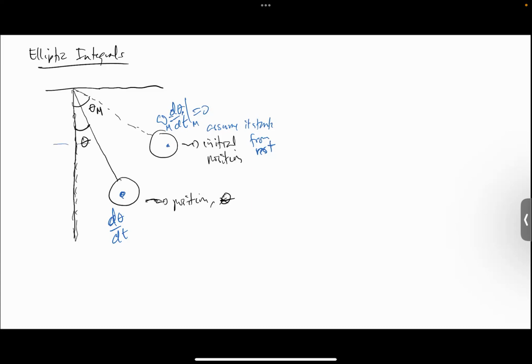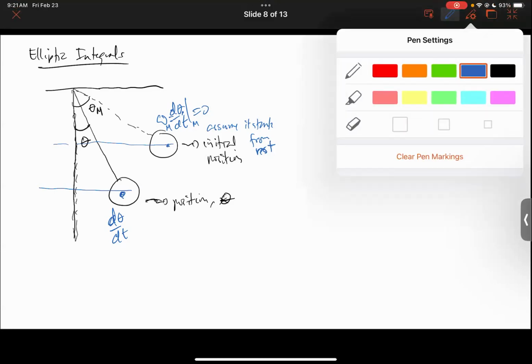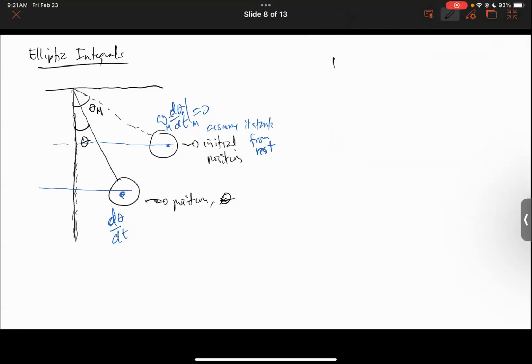Okay, so it now has speed. So from this position to this position, it had a change in kinetic energy, and its change in kinetic energy is just given by 1/2 m l squared (dθ/dt) squared. By the way, L is the length of the string, and of course M is the mass of the pendulum. That is the kinetic energy.